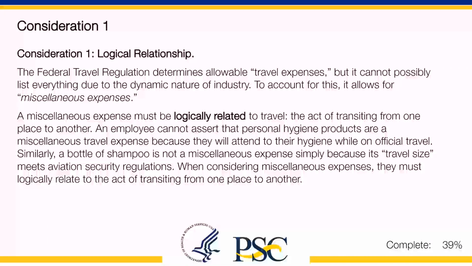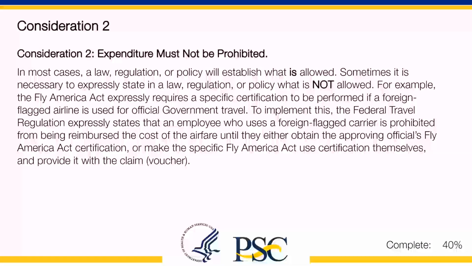Consideration 1. Logical relationship. The Federal Travel Regulation determines allowable travel expenses, but it cannot possibly list everything, due to the dynamic nature of industry. To account for this, it allows for miscellaneous expenses. A miscellaneous expense must be logically related to travel, the act of transiting from one place to another. An employee cannot assert that personal hygiene products are a miscellaneous travel expense because they will attend to their hygiene while on official travel. Similarly, a bottle of shampoo is not a miscellaneous expense simply because its travel size meets aviation security regulations. When considering miscellaneous expenses, they must logically relate to the act of transiting from one place to another. Consideration 2. Expenditure must not be prohibited.